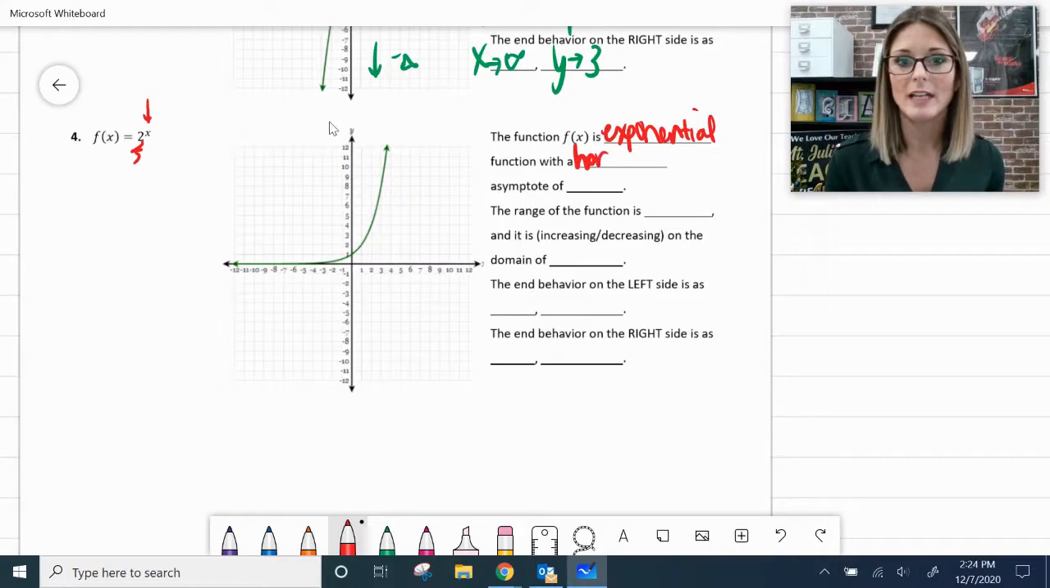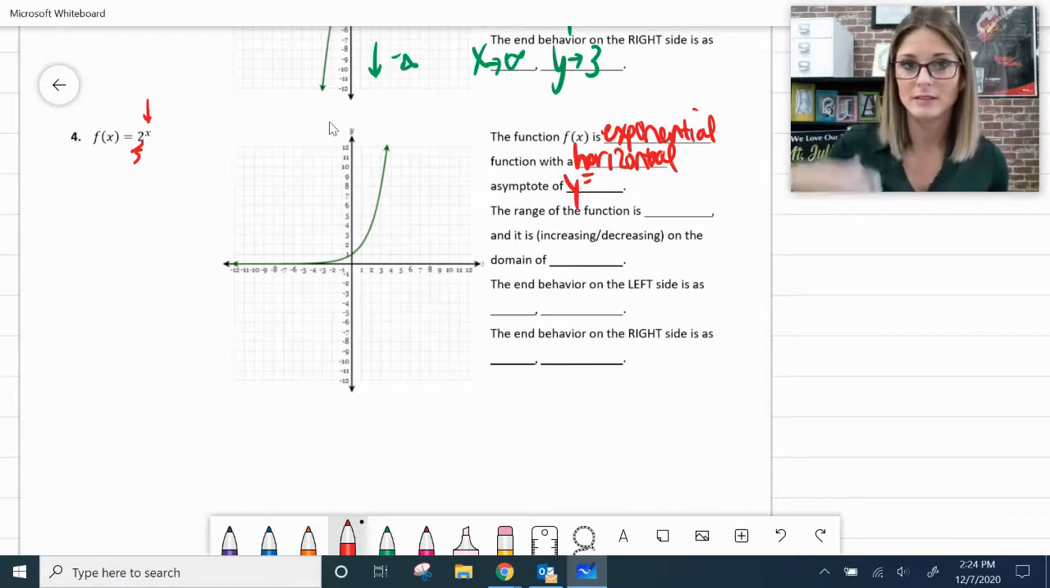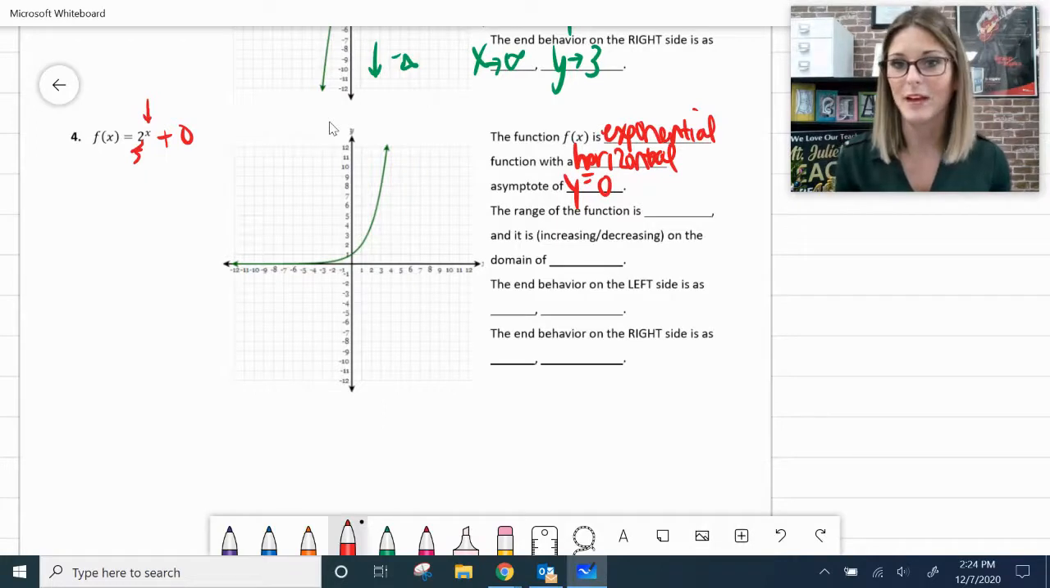So this function is exponential with a horizontal asymptote of y equals, where is it leveled off at? 0. What's the last number here on my function? 0. So you got a horizontal asymptote at y equals 0. Your range, how low does it go? Well, it's going to go to 0. How high is it going to go? Infinity. 0 to infinity.